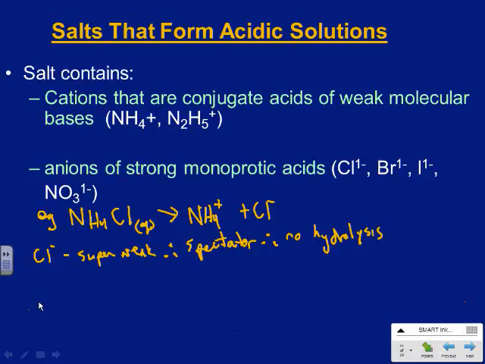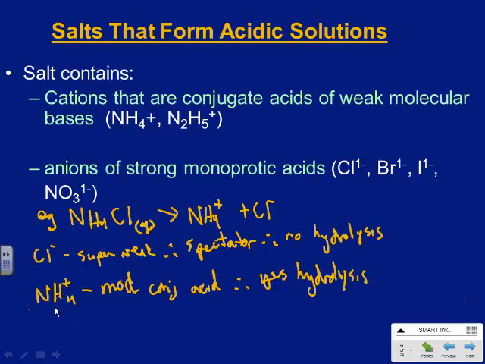Now we analyze the other ion, NH4 plus. Well, where does NH4 plus come from? It comes from NH3, and if we check our sheet, they're kind of moderate. They're in the middle. So that means this is a moderate conjugate what? Now this is the hardest part. Is this an acid or a base? It's an acid. It's a conjugate acid. It's a moderate conjugate acid. Therefore, it's not a spectator. Yes, hydrolysis.